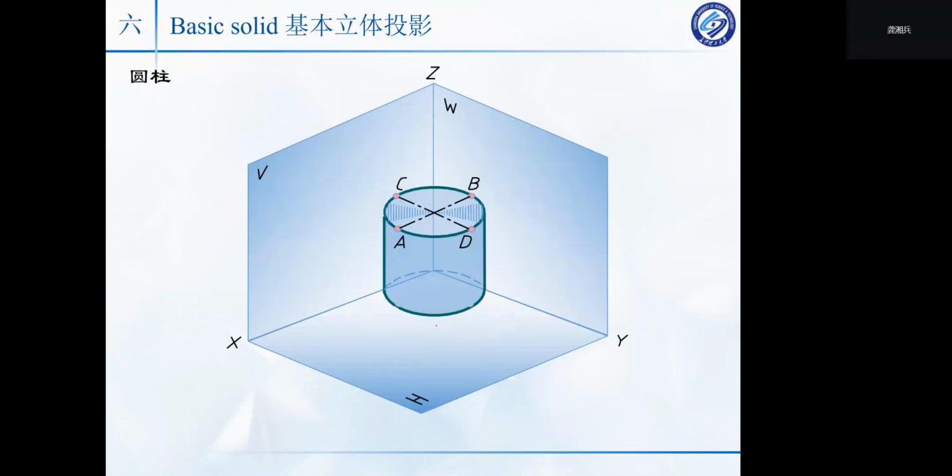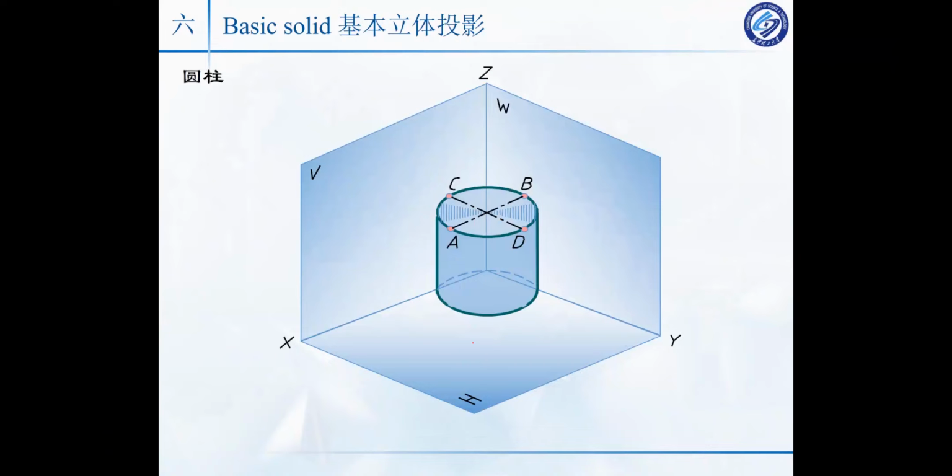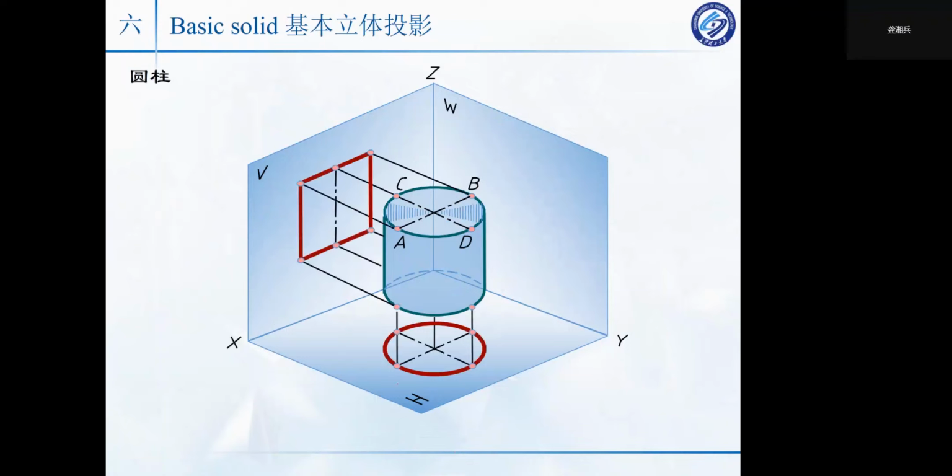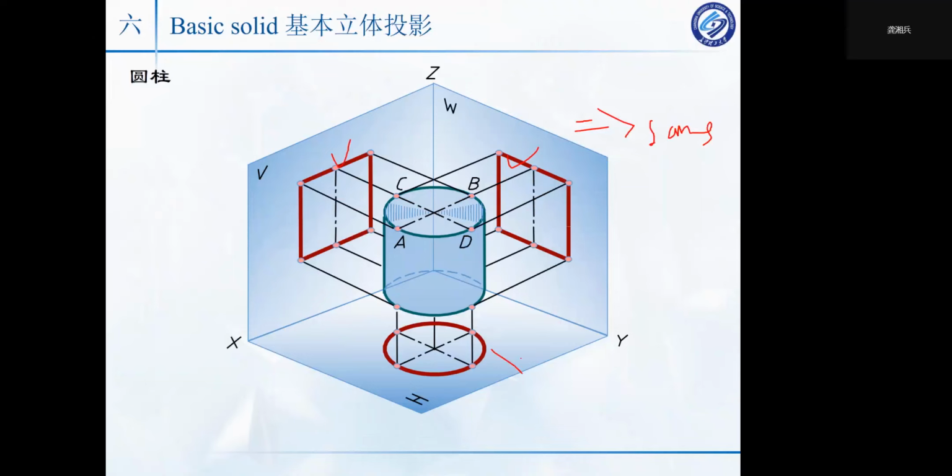Do you have any ideas for this one? For the projection on edge, what kind of shape is it? Circle. Yes, that's right. It is a circle, so the projection on edge is a circle. Here is a rectangle, and here is also a rectangle, and this rectangle is the same as that rectangle. And this one is a circle.